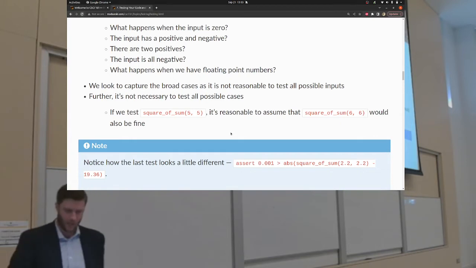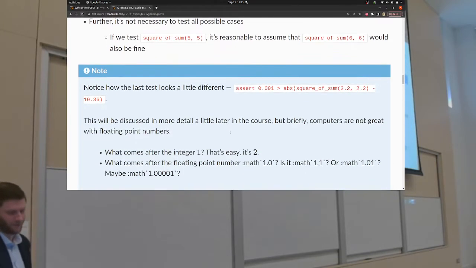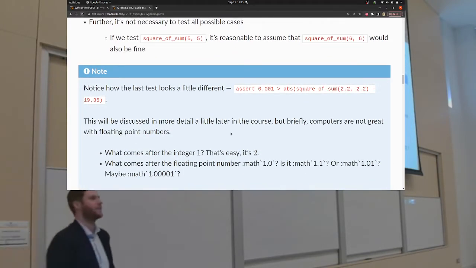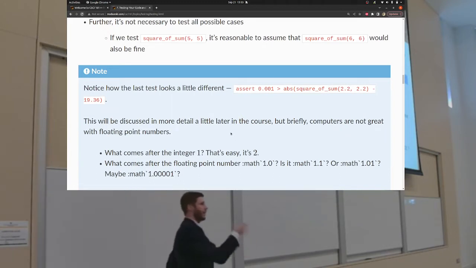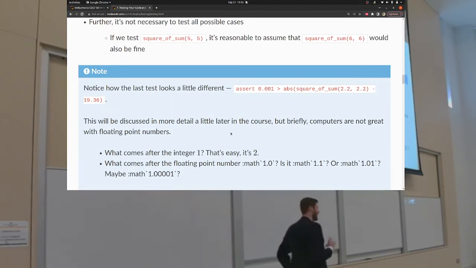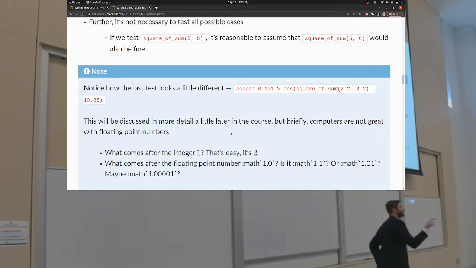So, notice that the last test is a little different. If you're looking at that chunk of code and you're thinking, what on earth is it doing? Slow down. All it does is check that the absolute difference between the two values is less than a specified number. The absolute difference is just because one of the differences may be negative. I don't care if it's positive or negative. I just want to make sure that the difference between these two numbers is less than some threshold. And the threshold I used was 0.001.